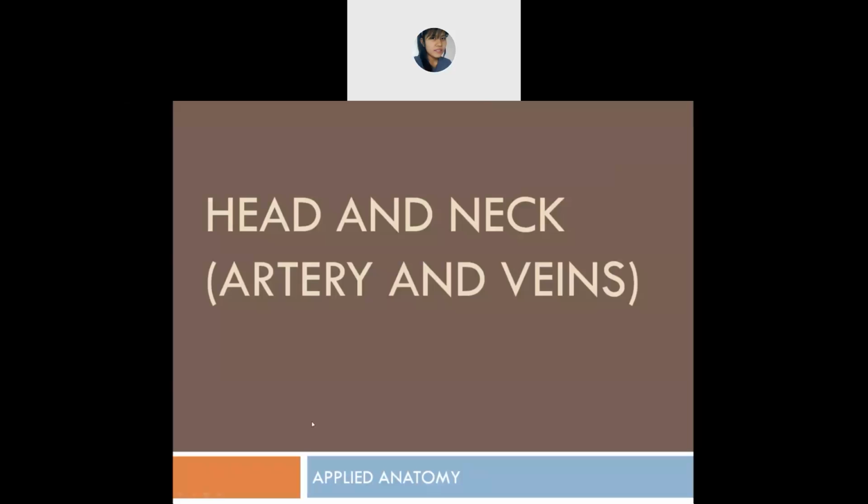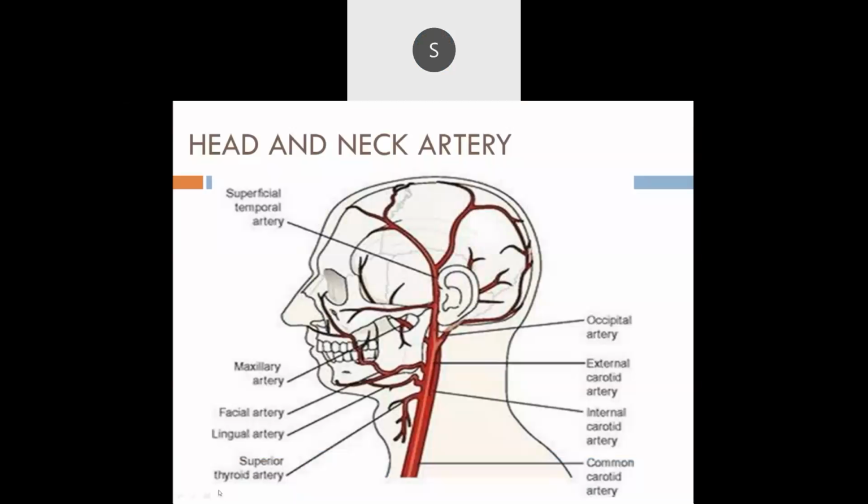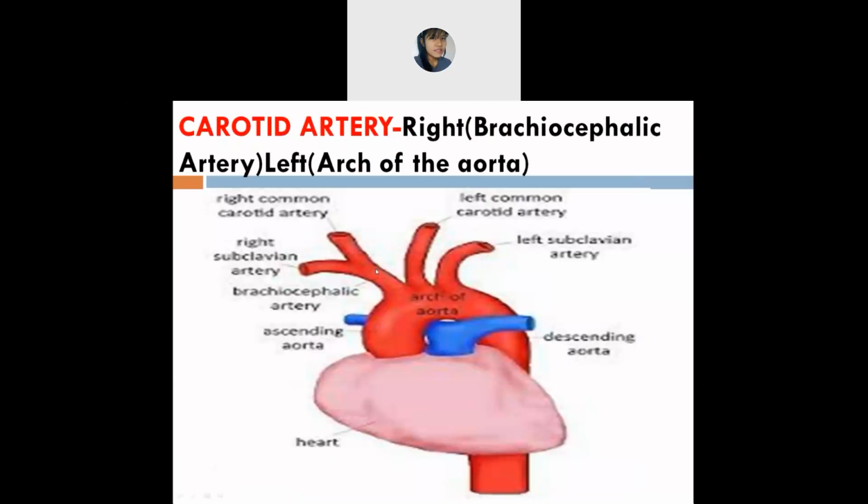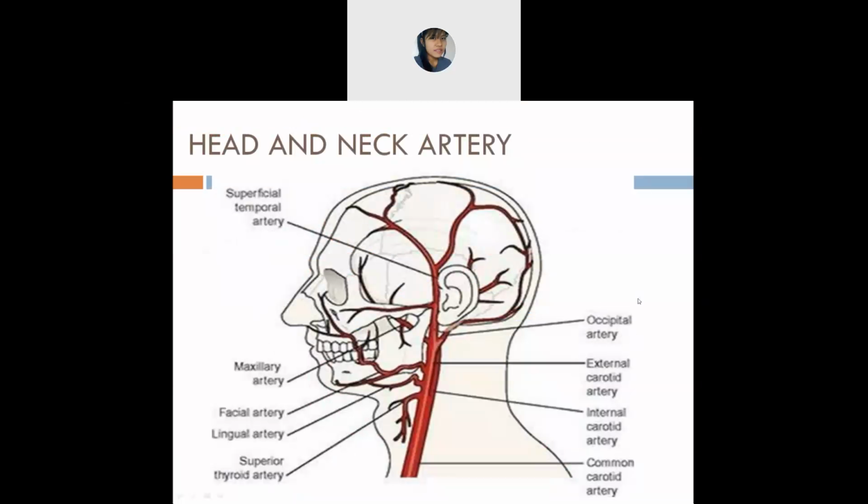The right common carotid artery, it is a branch of which artery? It's coming from which artery? I have mentioned one artery name. So what is the name of that? Brachiocephalic artery. Okay, very good. So this is the brachiocephalic artery, and the right common carotid artery branches from here. Okay, good.